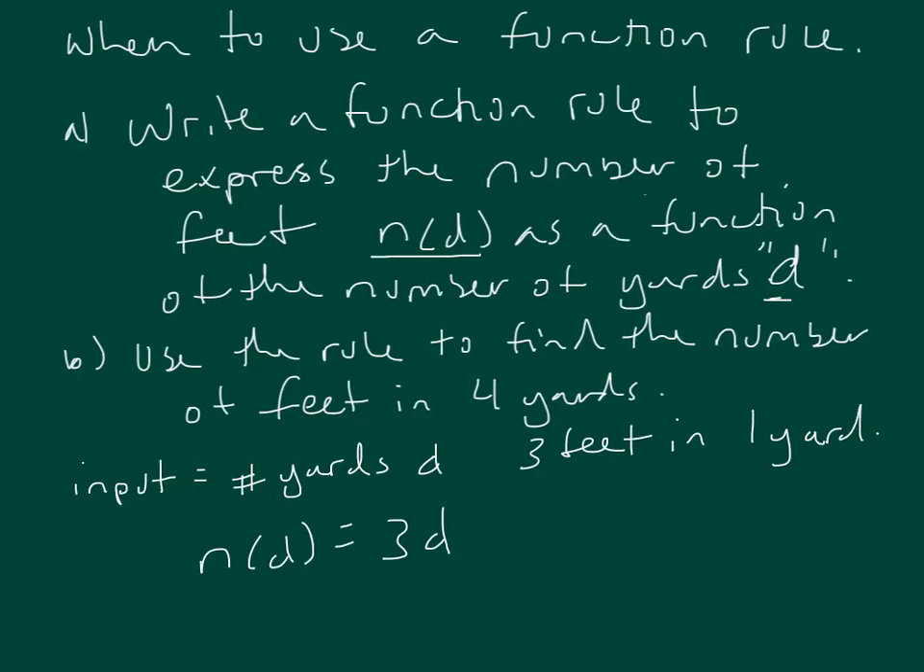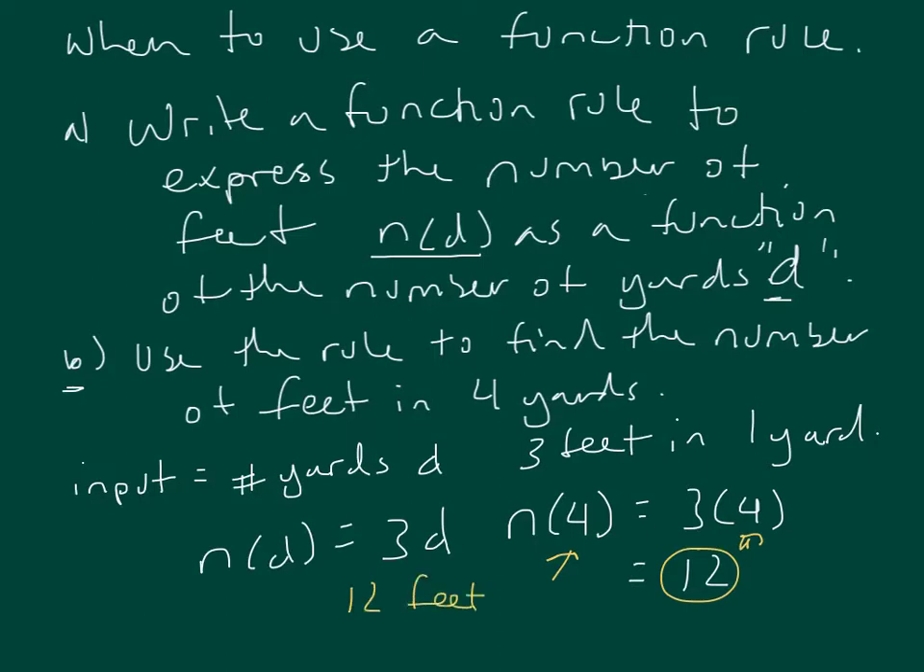And what does this mean? Well, let's look at part B, where I ask what I would get for 4 yards. So I would input the 4. It would be 3 times 4, which is equal to 12. Notice how I did the input there to get my output of 12. So it would be 12 feet.